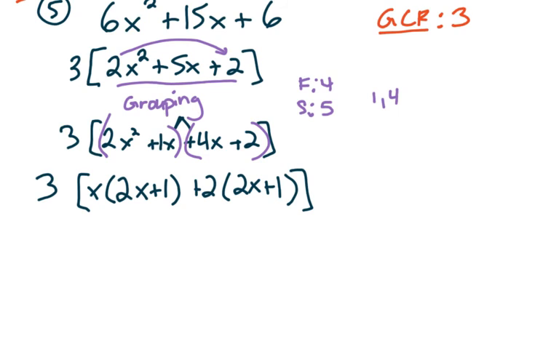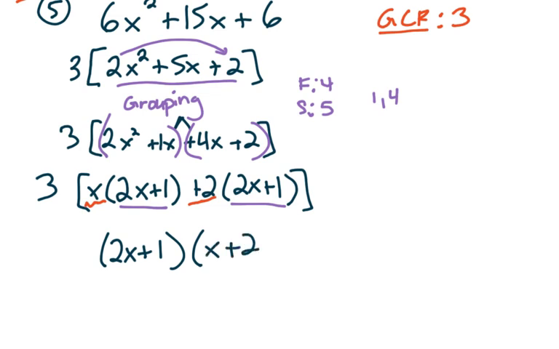So then I factor out my 2x plus 1s are the same. Remember, if they're not the same, you either did something wrong or the problem can't be factored. So my first parenthesis is a 2x plus 1, because I'm going to factor out a 2x plus 1. And when I take those away, I'm left with an x plus 2. And we still have this 3 as a GCF hanging out in front.